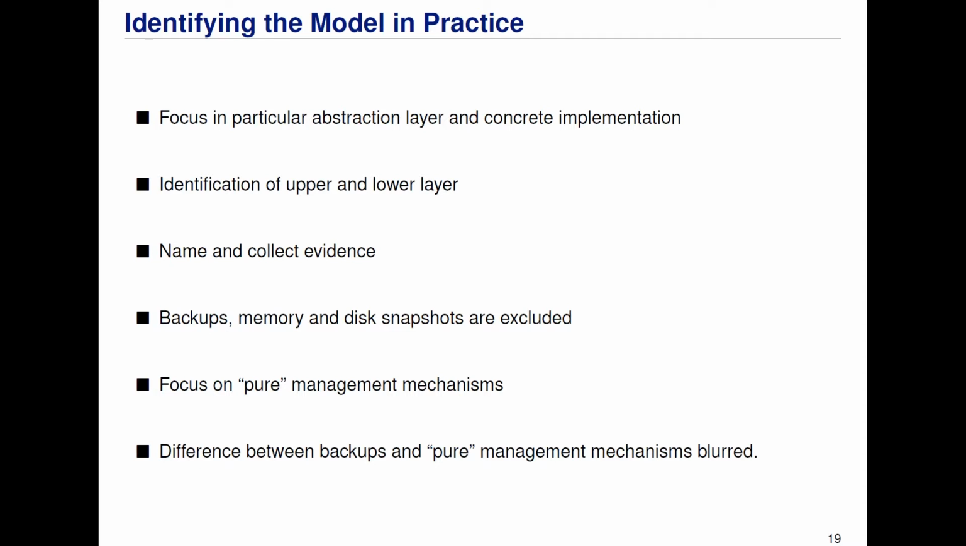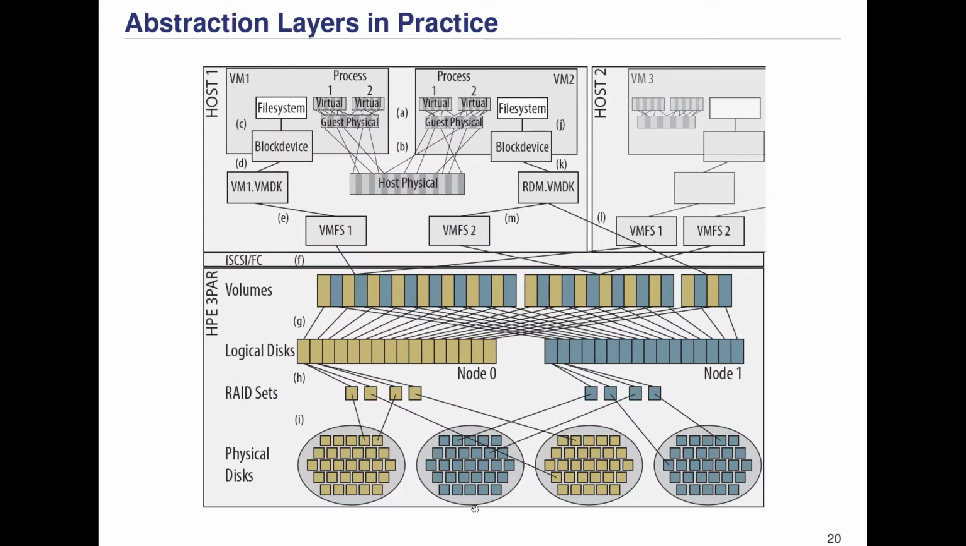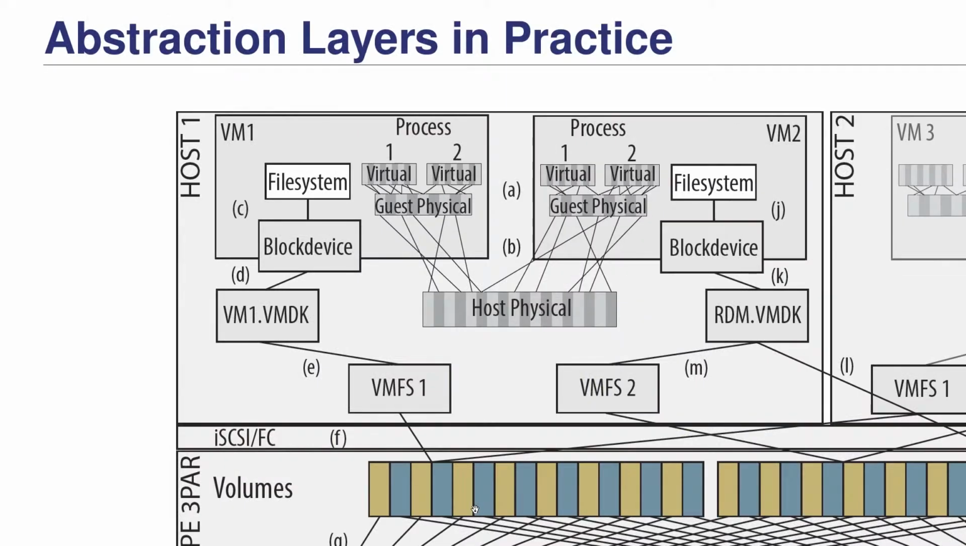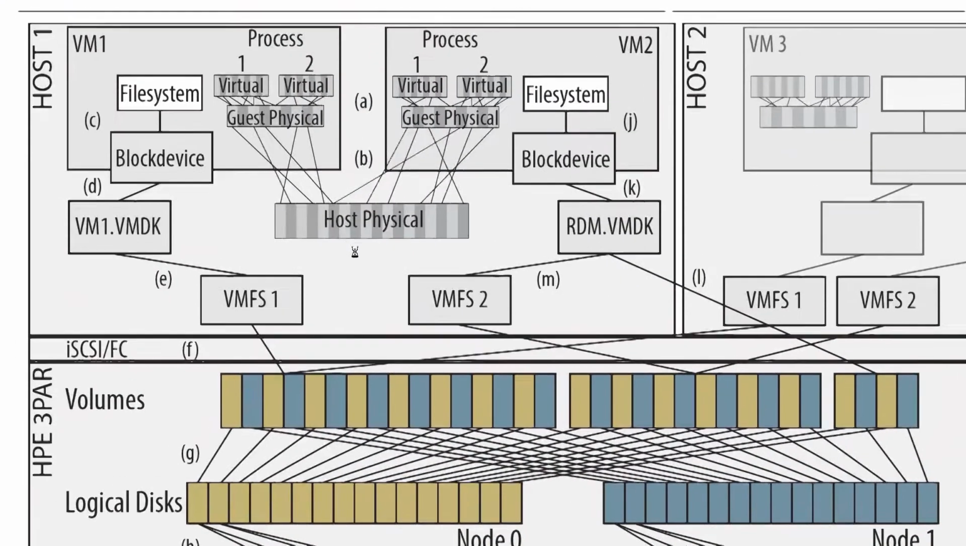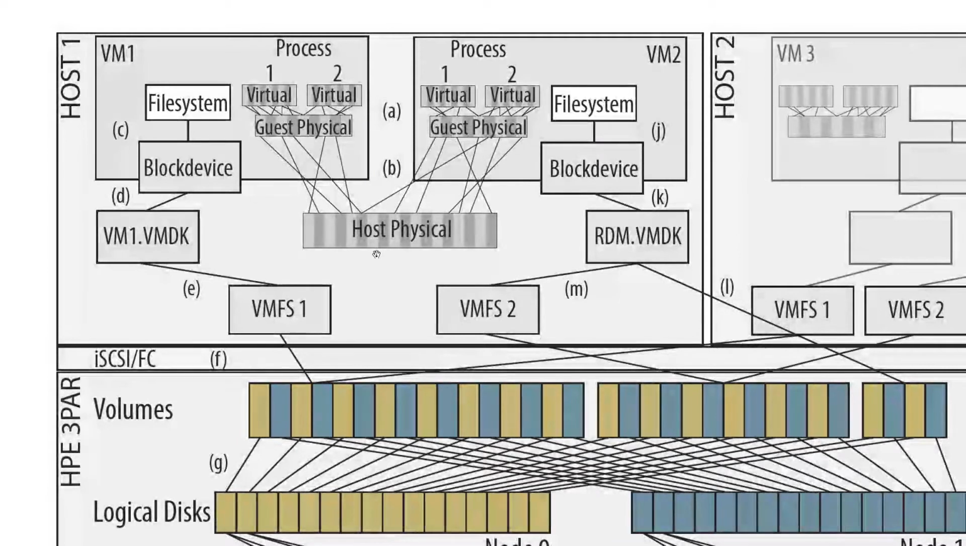Yeah, we look at pure management mechanisms. That means the active mapping, excluding backup, memory and disk snapshots, although the line between pure management and backups is a little bit blurred. Good, so let's have a look at a usual environment. Up here we have a hypervisor. In our example we chose an ESX server. We have 2 virtual machines running on that host.